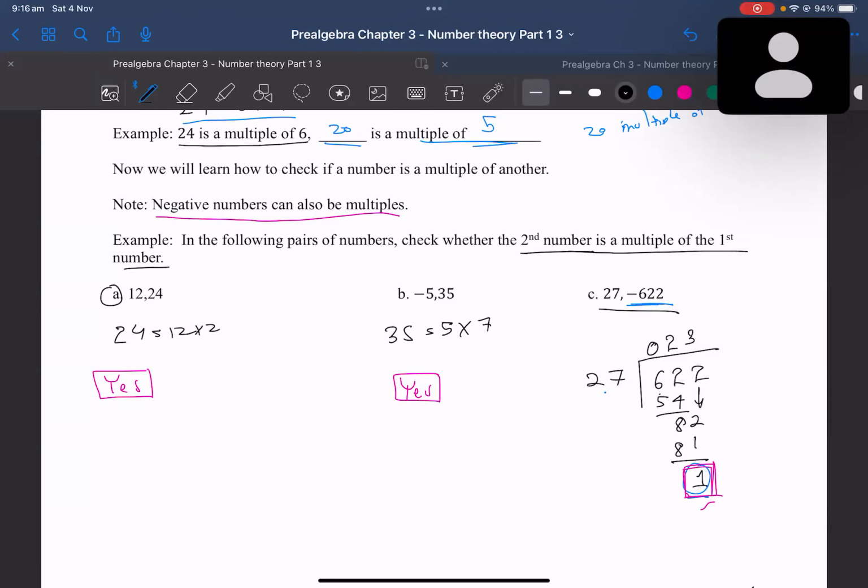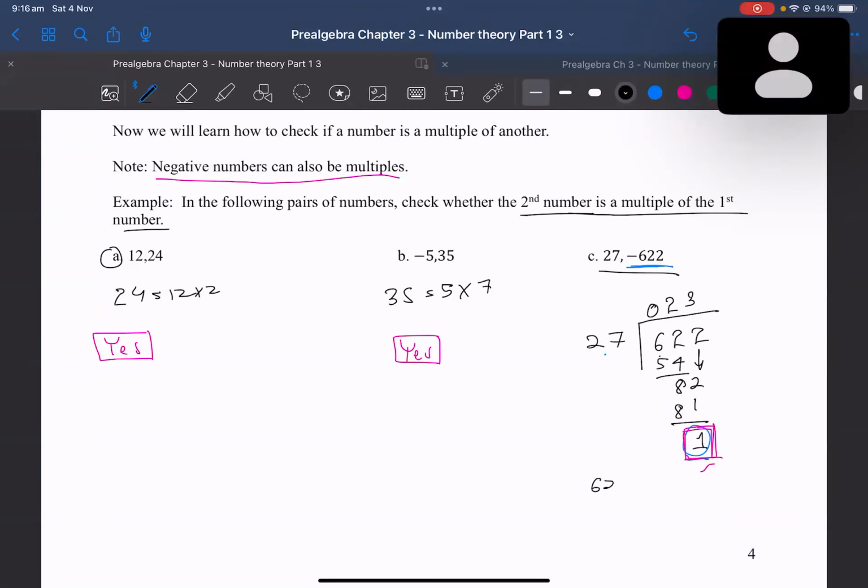Does that make sense to everyone? Because if it was a multiple, it would divide perfectly and there'd be no remainder. So that means 622 divided by 27 is 23 with the remainder of 1. That means no, it's not a multiple. Does that make sense? I only checked 27 and 622. I didn't check the negative. But if the positive version doesn't work, the negative one also doesn't work, because they're the same at the end of the day. Any questions with that?